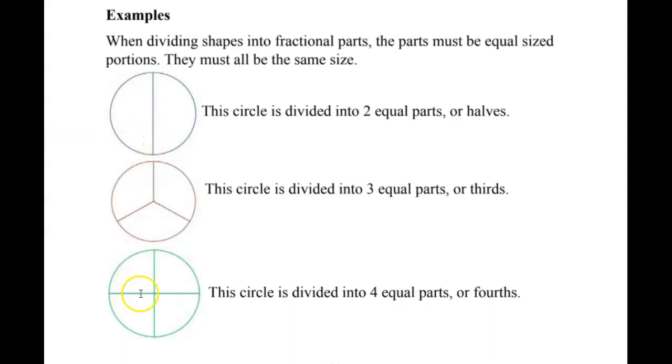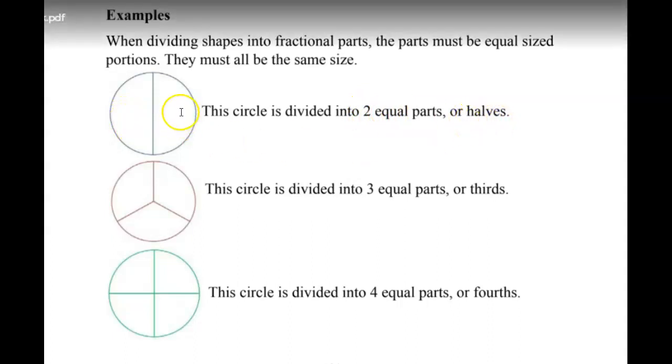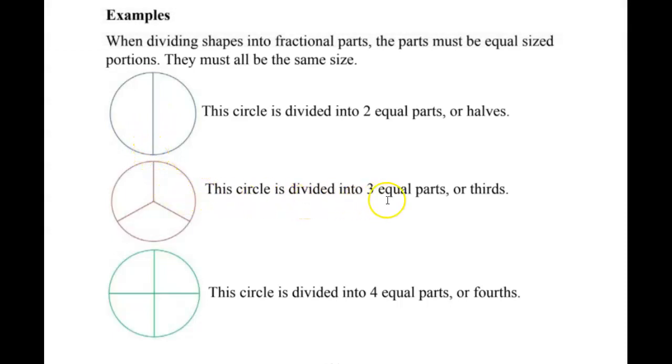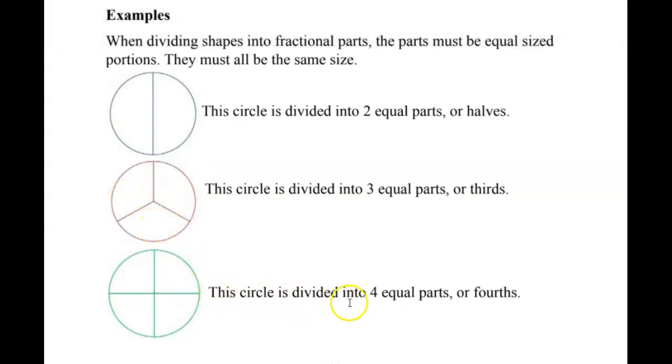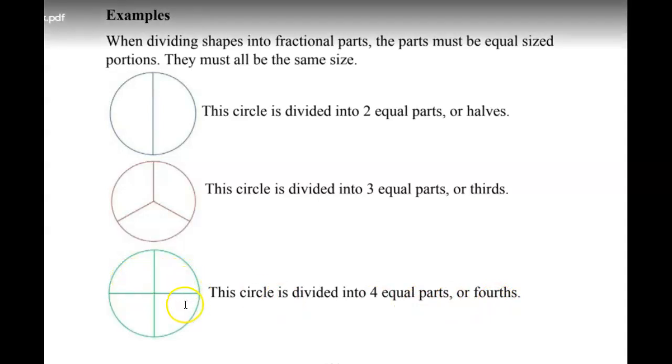So we have 3 circles here. This circle is divided into 2 equal parts or halves. There's 2 halves here. Line is down the middle. This circle is divided into 3 equal parts, so all of these pieces are equal. They're about the same size. This is also called thirds. The circle is divided into 4 equal parts. They're all the same size, or fourths.